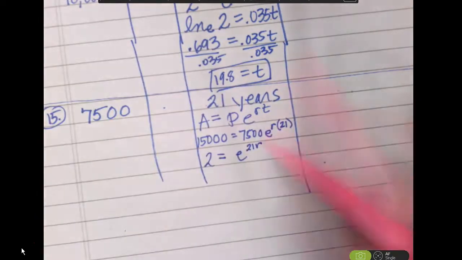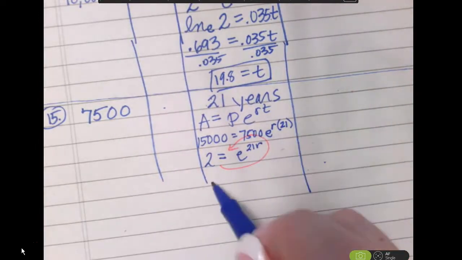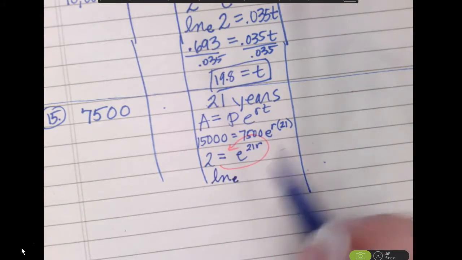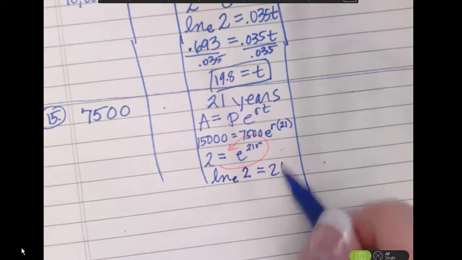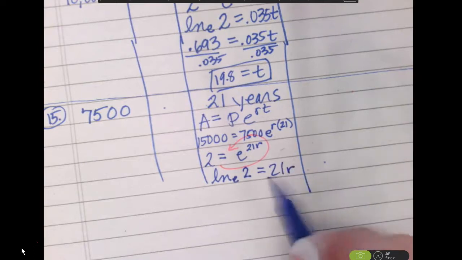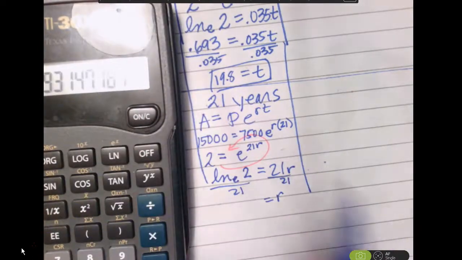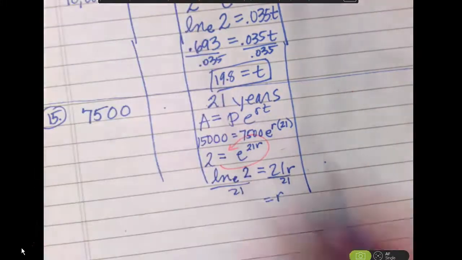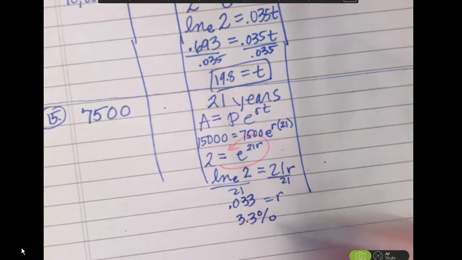Use my loop trick, and I have natural log base e of 2 equals 21r. So divide both sides by 21 and I'll get r equals, so I'm going to do the natural log of 2 divided by 21, and that's 0.033. So 0.033 or 3.3%.